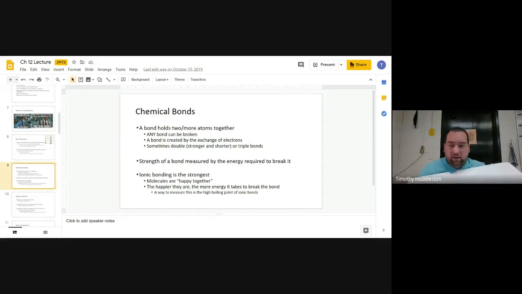And the strength of a bond, which we will talk about, is measured by the energy that is required to break that bond. Now, if you're talking about ionic bonding, it's the strongest because the molecules are completely happy together. What the other one needs, we find in the other element, just like a good relationship. Whatever you need, you can find in the other person. That's what makes a good relationship. Some of you out there probably know that.